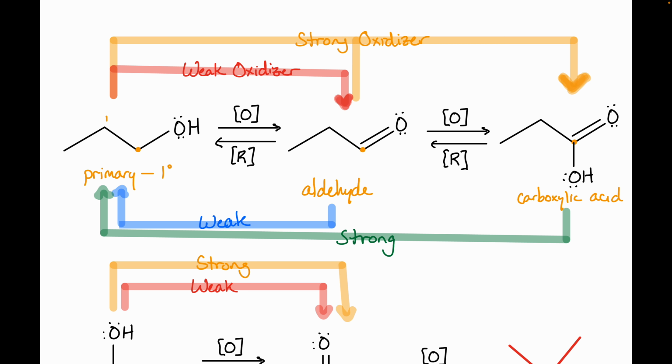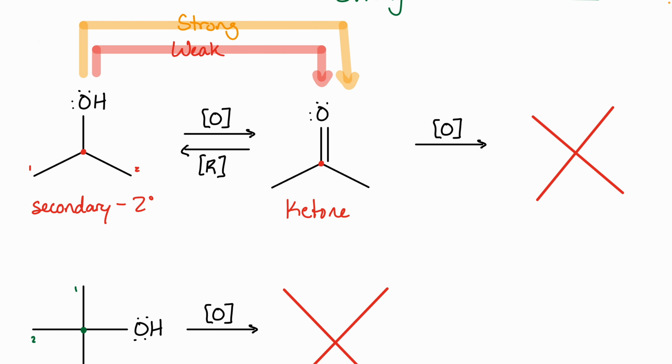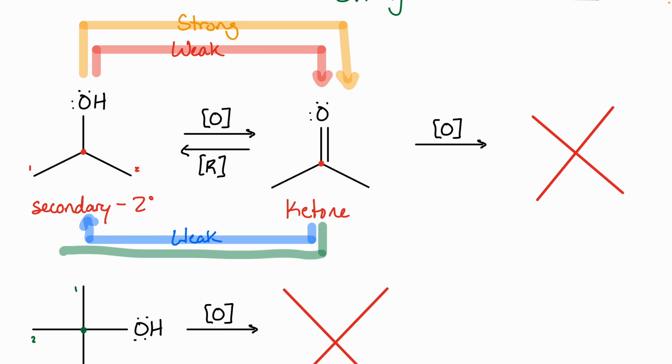All right, now, if you wanted to, you could use your strong reducer on an aldehyde, and that would take you to the same place. But if you're trying to reduce a carboxylic acid, you have to use our strong reducing agent. Okay, and then when we're talking about ketones and secondary alcohols, you could use either. Either one would do the same thing.